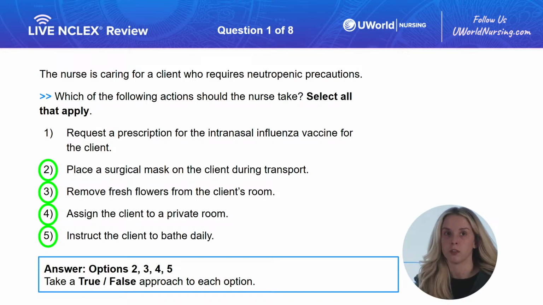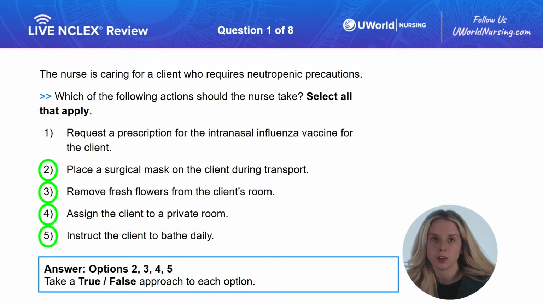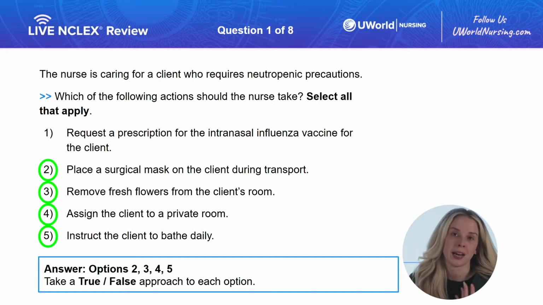This includes a couple of things. Placing a surgical mask on the client during transport. As you transport them through the hospital, you want to make sure they are safe from whatever germs are floating around. 3, remove fresh flowers from the client's room. Fresh flowers are beautiful, but they also harbor bacteria and fungi, and we don't want to bring that right into the client's room where they spend every day.